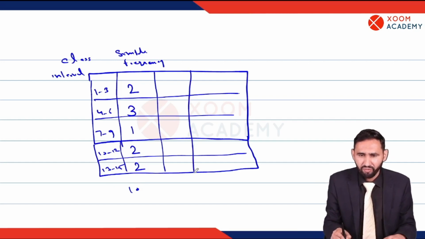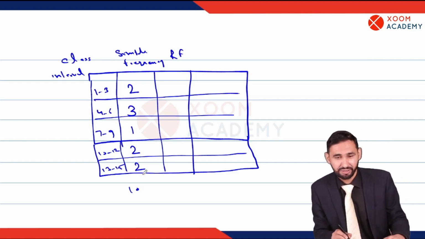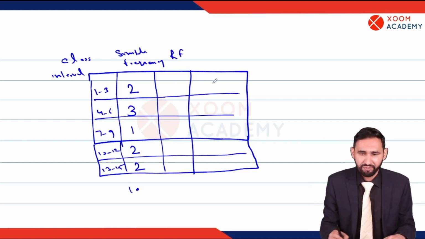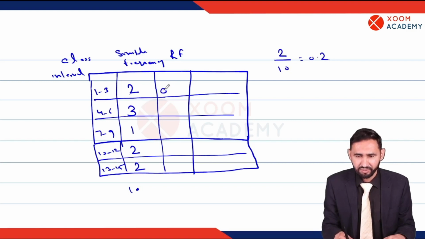Now we need to find relative frequency. RF indicates relative frequency. What is meant by relative frequency? It is the percentage of our frequency, like 1 to 3 exists 2 times. So we divide our frequency by the total number of observations, and the answer is the relative frequency or percentage. So it's 0.2. Then 4 to 6, our simple frequency was 3.